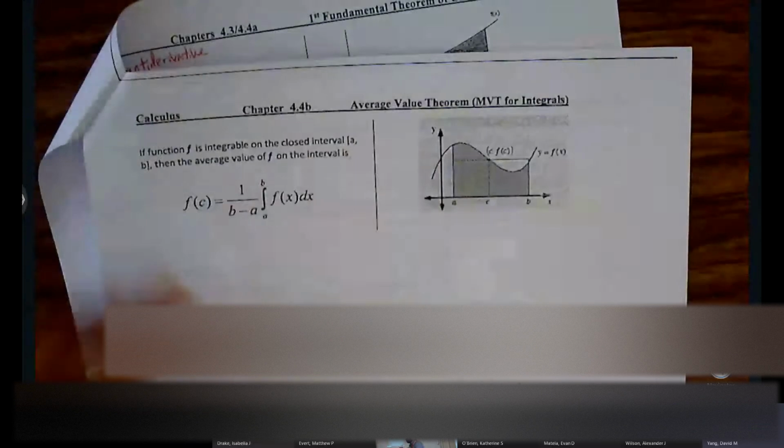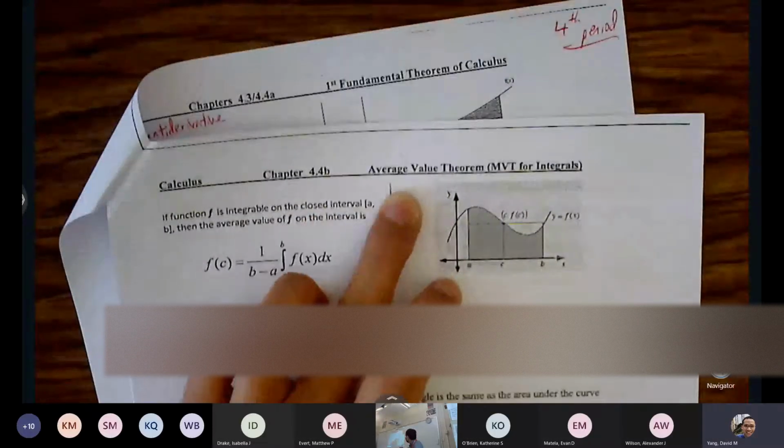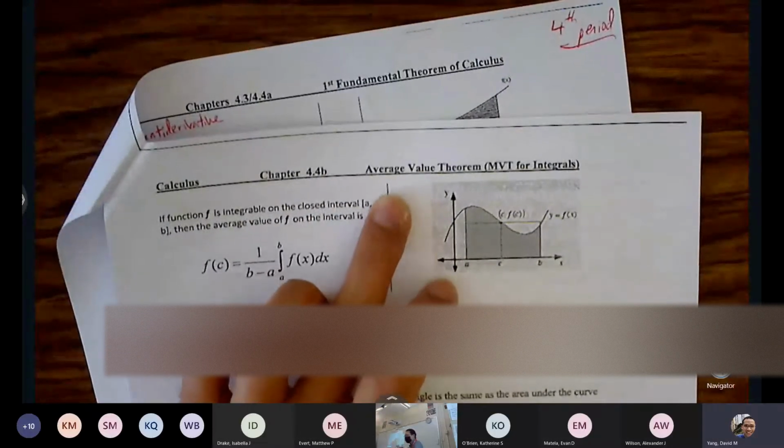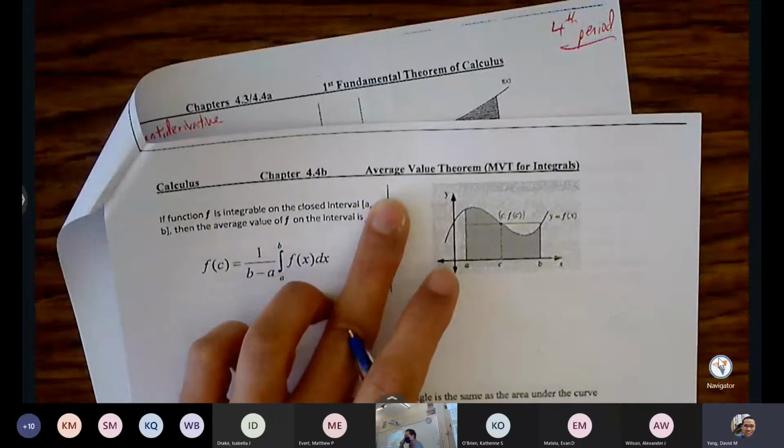And then we have two topics today: average value theorem and second theorem of calculus. And if we have time at the end, we'll do some practice on those two concepts. Okay.